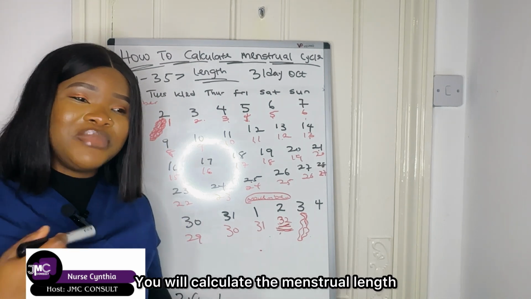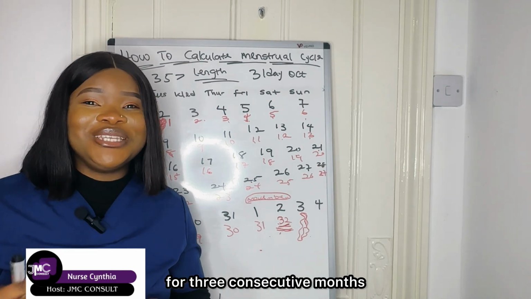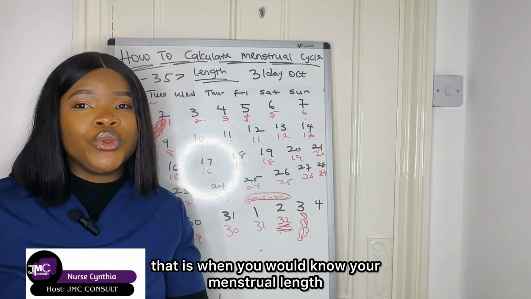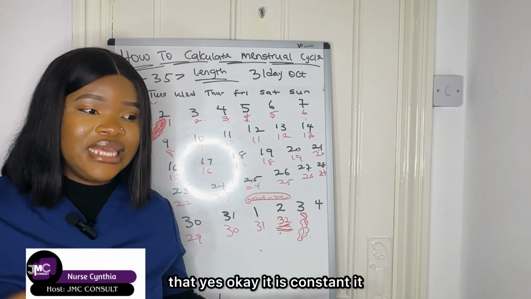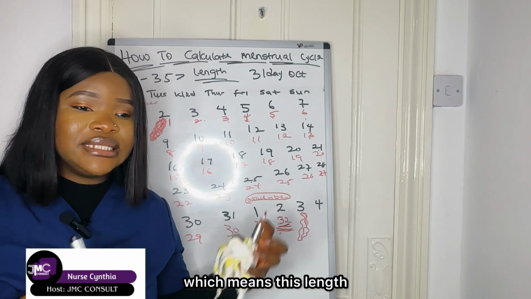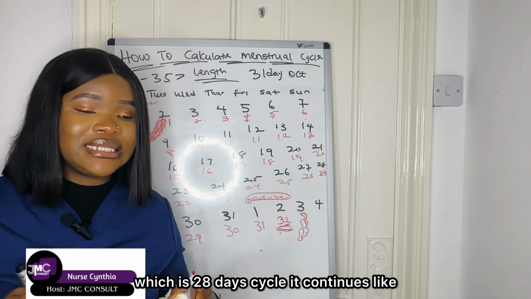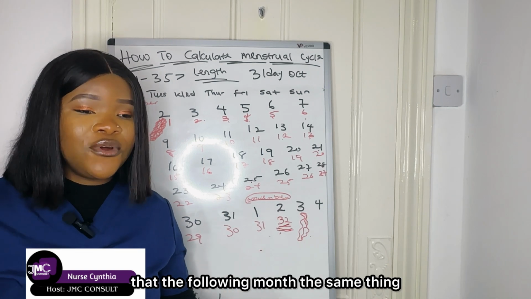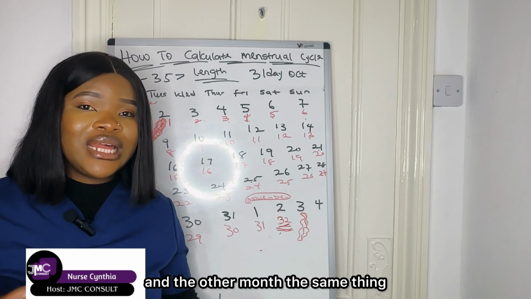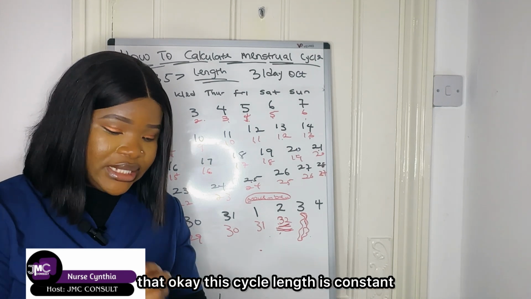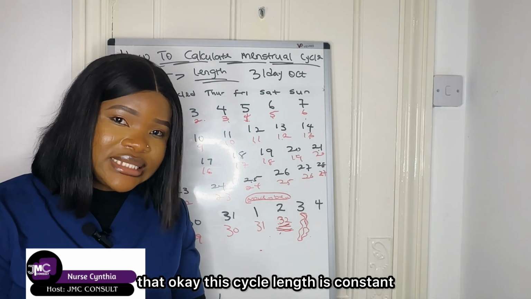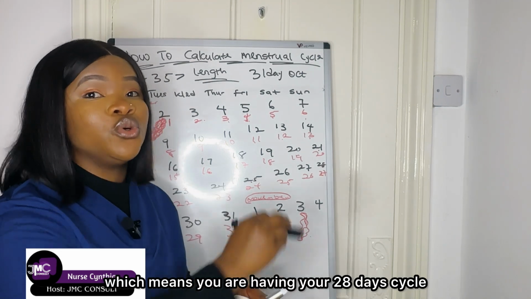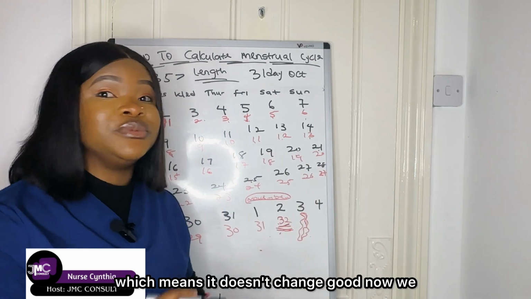You will calculate the menstrual length for 3 consecutive months. That is when you would know your menstrual length. Yes, okay, it is constant, which means this 28 days cycle continues like that. The following month, the same thing, and the other month, the same thing, which means you know that this cycle length is constant, it doesn't change.